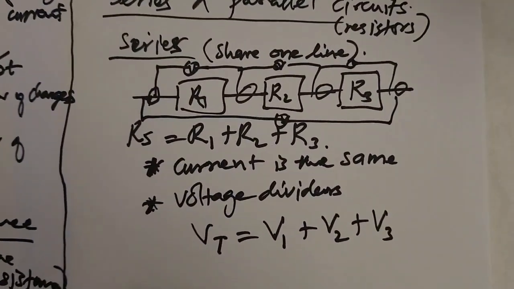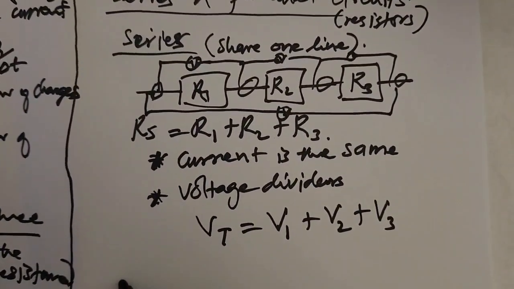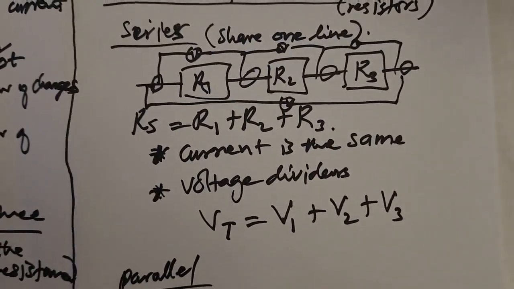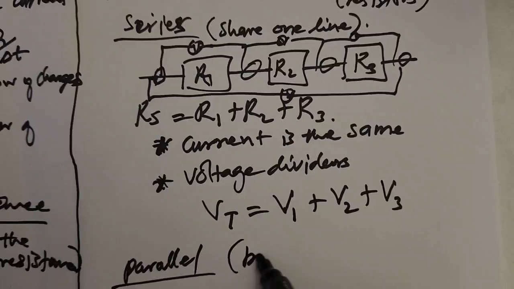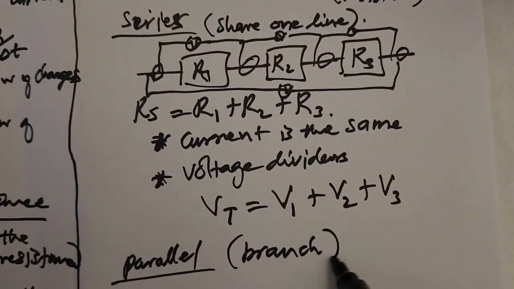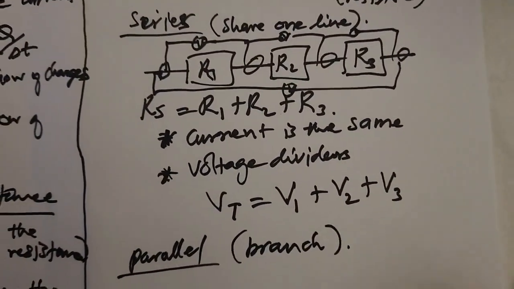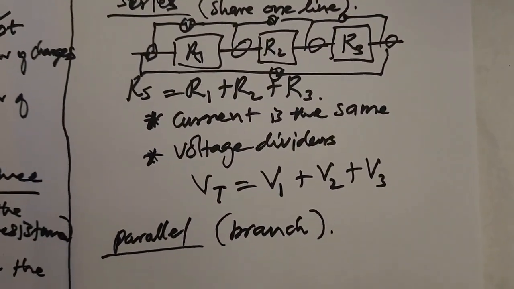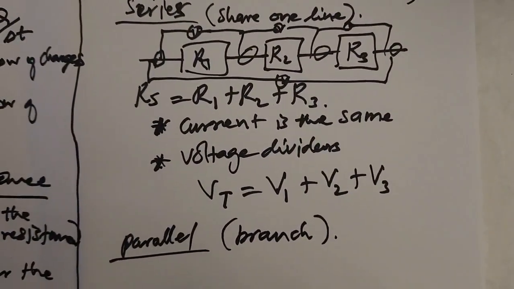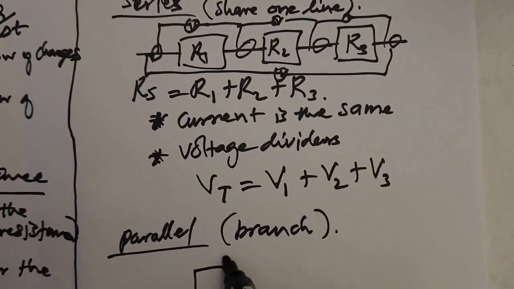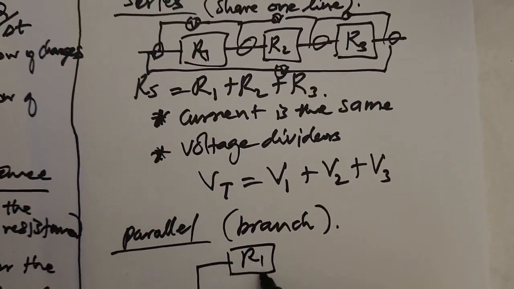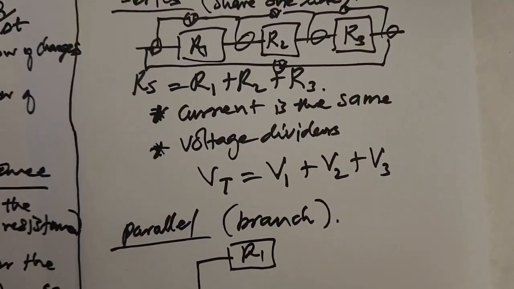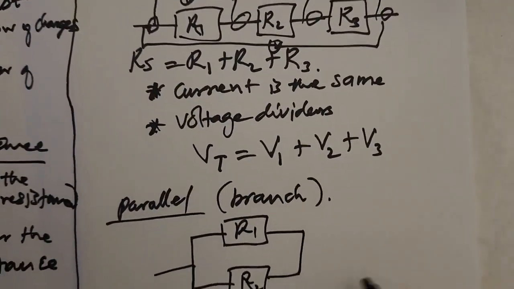That's about series connection. And then the parallel connection, very important. There should be a branch here. In parallel, there's always a branch. Once there is a branch, the current will split at that branch. When resistors are connected in parallel, let's talk about the easiest one, R1 and R2. Then the two are connected in parallel.